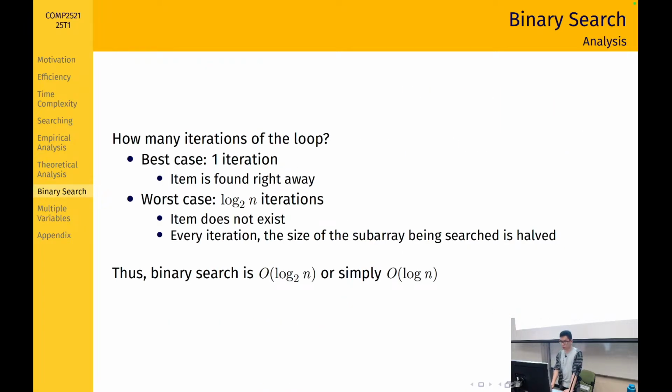Okay, so let's analyze binary search now. What's the time complexity? In the best case, remember we're focusing on the worst case here, but in the best case, we find the item right away, when we check the middle element the first time. That means in the best case, the algorithm is O(1), so one iteration. But in the worst case, how many iterations is the algorithm going to take?